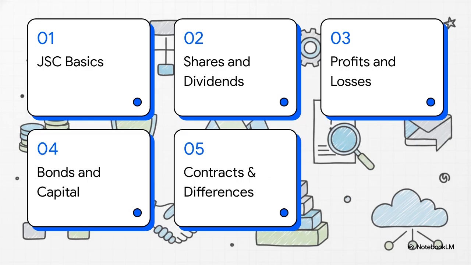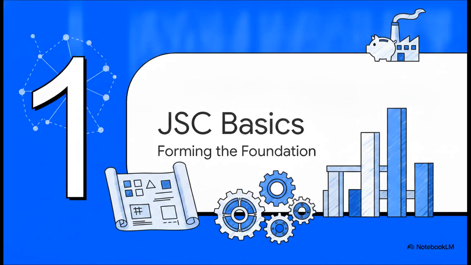Okay, here's our roadmap for today. First, JSC basics. Second, shares and dividends. Third, profits and losses. Fourth, bonds and capital. And finally, contracts and differences. Let's jump right in. Section 1.